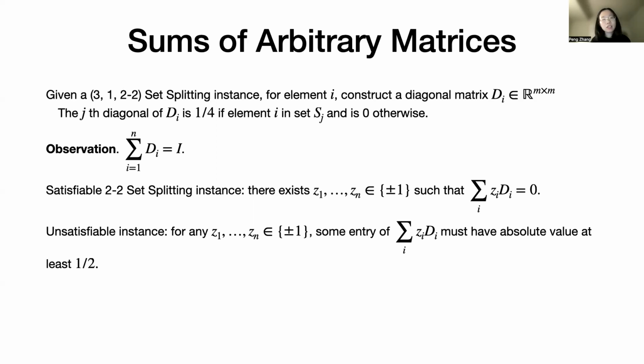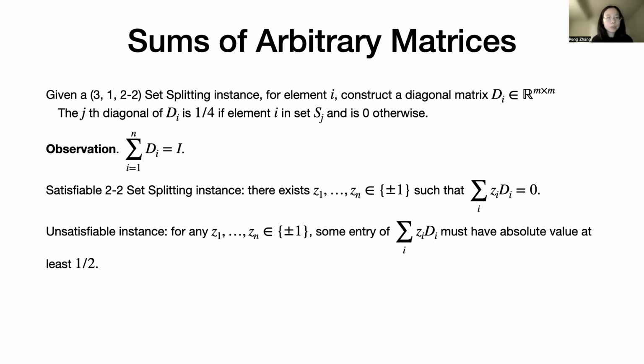Okay, we can check that the sum of these diagonal matrices Di equals the identity matrix. This is because in the 2-2 set splitting instance, each element appears in exactly 4 sets, and each set has exactly 4 distinct elements. Okay, for any assignment Z1 through Zn, if we look at the matrix, the sum of Zi Di, then the jth entry of this matrix is actually the sum of the elements in set Sj.